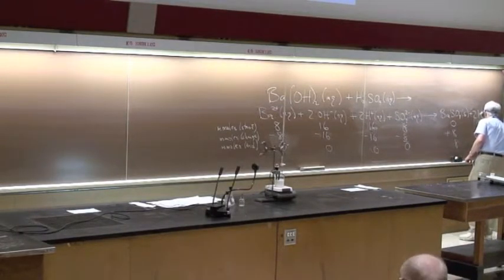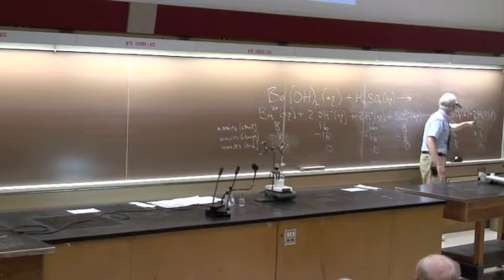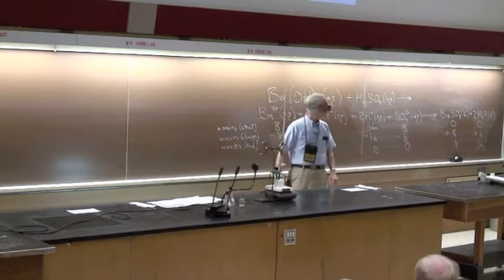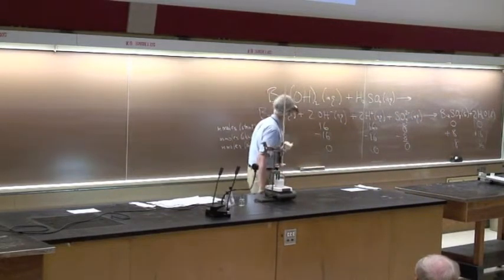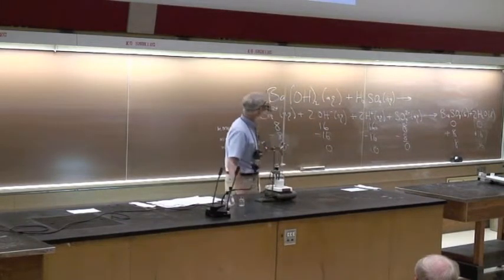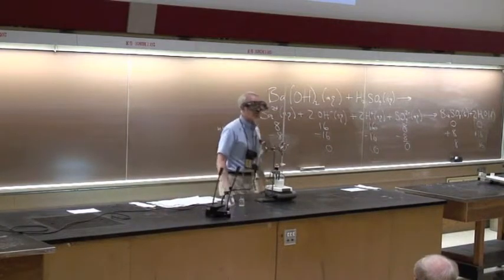So all I have is water and solid barium sulfate in suspension. So the light's out because there are no ions. Phenolphthalein has turned colorless because there's no hydroxide. And now I'm going to add even more sulfuric acid.